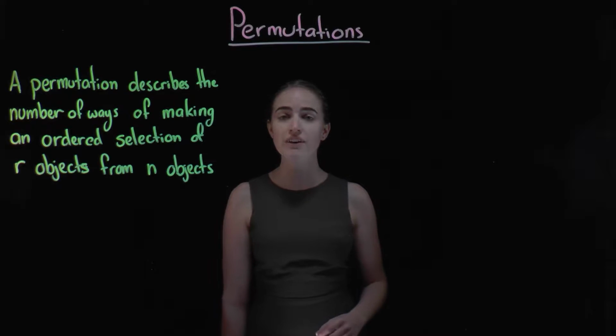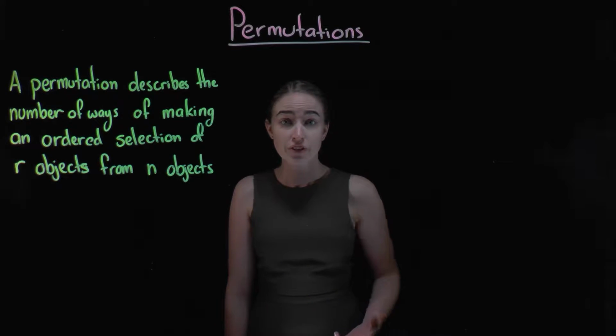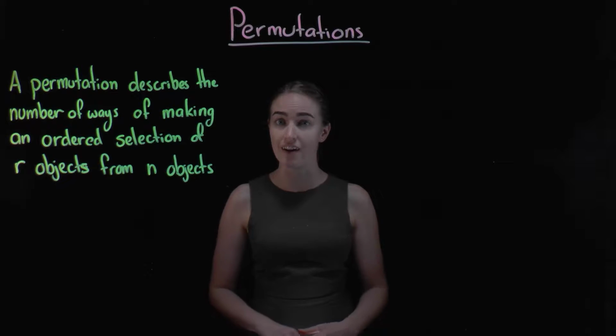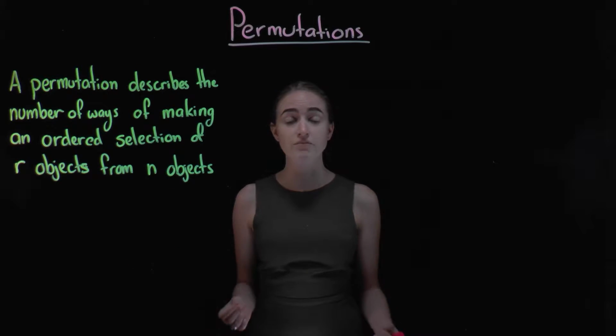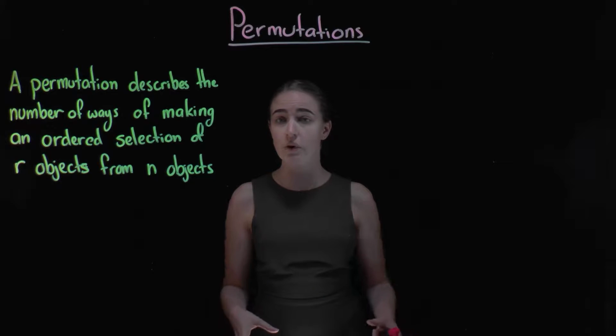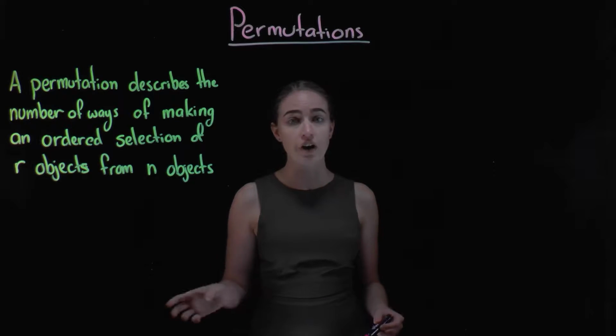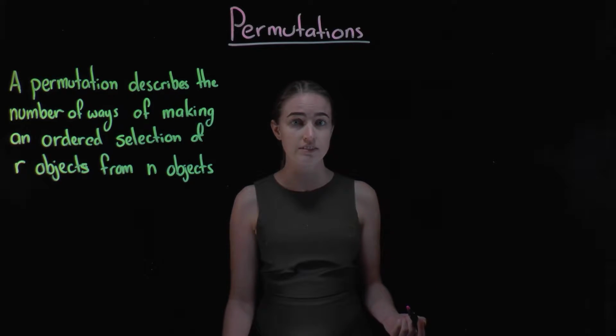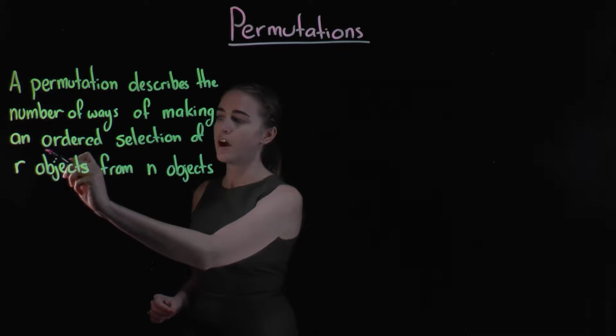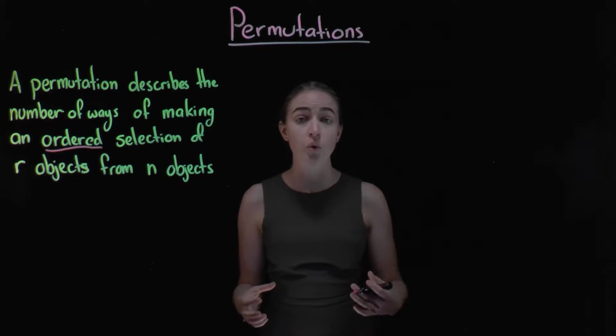In this video, I want to have a look at permutations. So first off, we need a definition of what permutations are. A permutation describes the number of different ordered ways that we can make a selection of R objects from N objects. So it's really important that we are talking about ordered selection, so order matters.